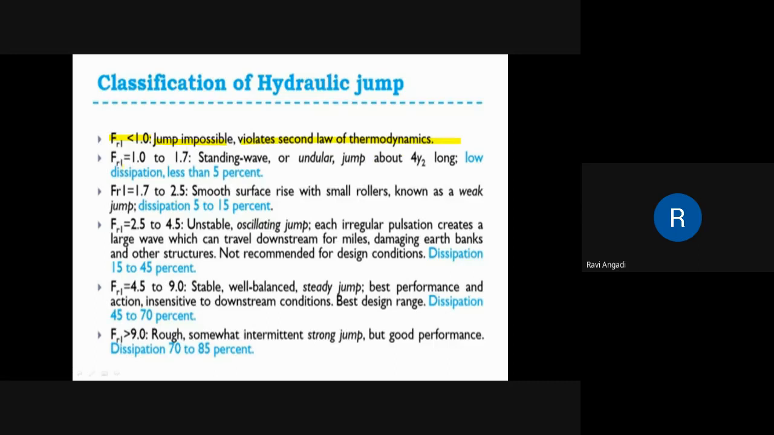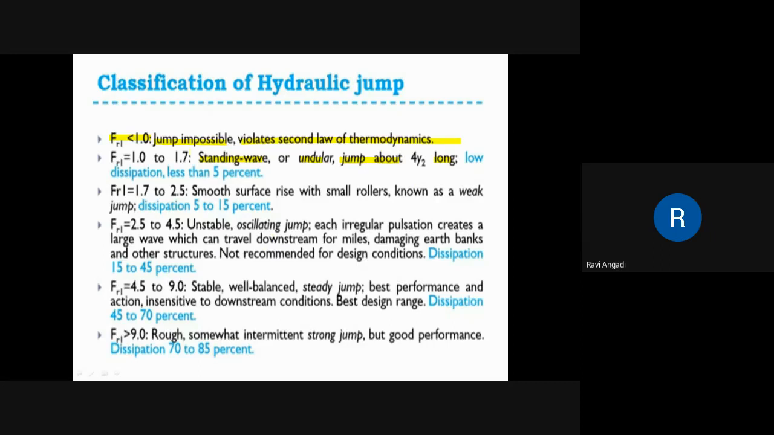If the Froude number is equal to 1 to 1.7, we get a standing wave type of jump, or undular jump. The jump is about 4 times the depth of flow, that is y2 long. Just to remember. So whenever you're designing any hydraulic structure, at that time you have to calculate the Froude number and design according to that. Just the classification of hydraulic jump, how the jump can be classified based on the Froude number.